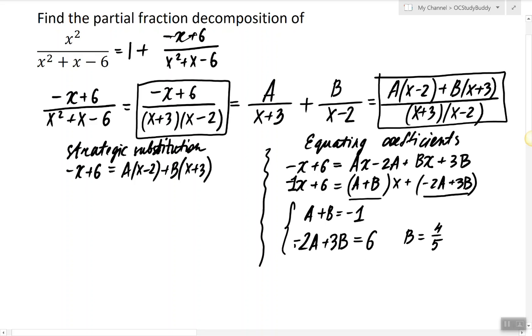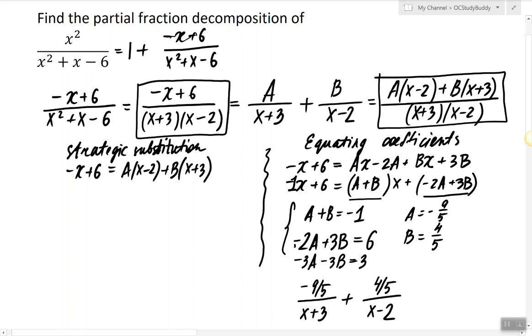Similarly, we can multiply the top equation by negative 3, and by adding these two equations we can solve for a. We multiply by negative 3 to make it negative 3b, and we have negative 5a equals 9, so a is equal to negative 9/5. So we found the values of a and b, meaning we found the decomposition. The decomposition is negative 9/5 over x plus 3 plus 4/5 over x minus 2.